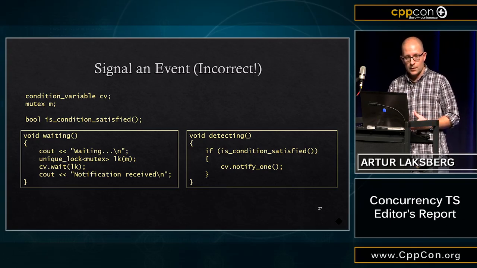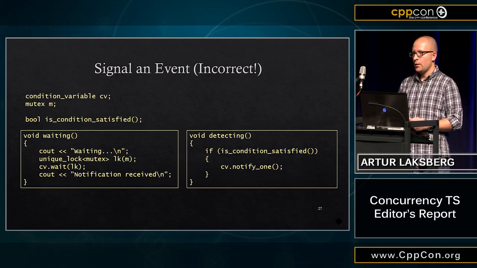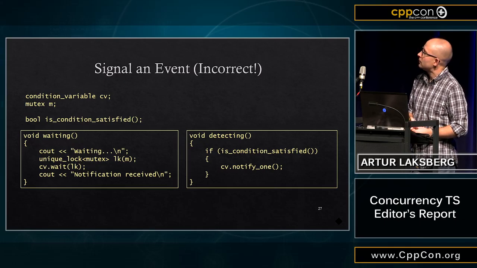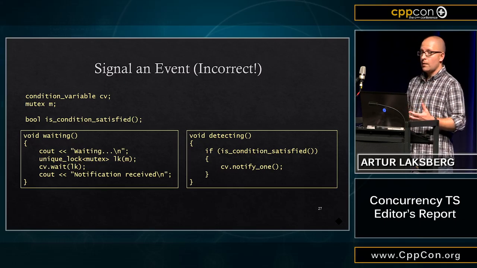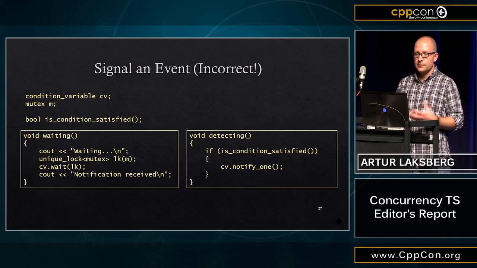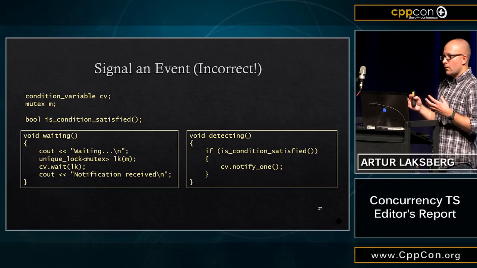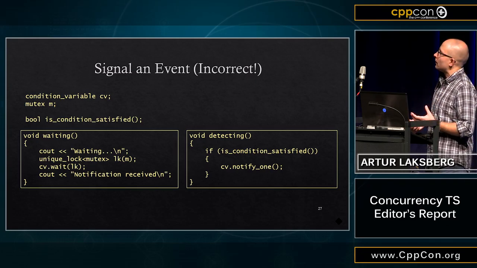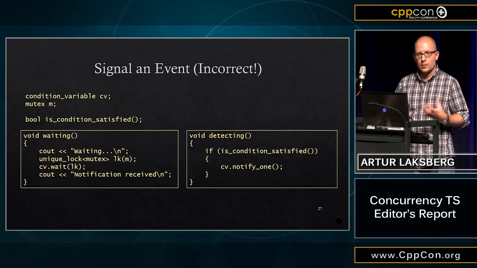The wait requires a unique lock. I'm going to give it a lock. The lock requires a mutex. I'm going to give it a mutex. Save, compile, run. It will compile, and it will run about 50% of the time, depending on the timing, right? There are many big problems with this code, right? But the frustrating part is that it compiles.